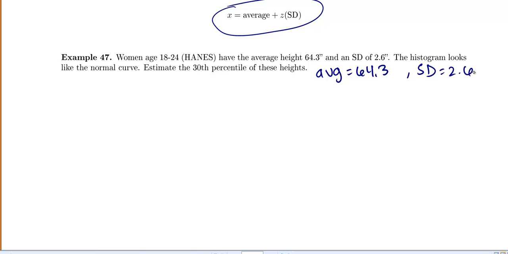The histogram looks like the normal curve. Estimate the 30th percentile of these heights. So number 1, we're going to use the normal curve to figure out what z is, or how many standard deviations we are above or below the average. If we're looking for the 30th percentile, then that means there's 30% to the left, and we're looking for the z value that gives us that.